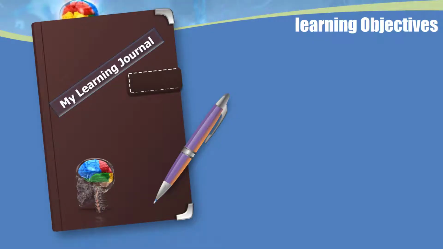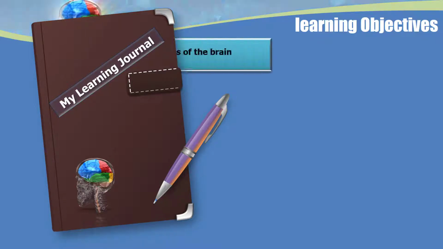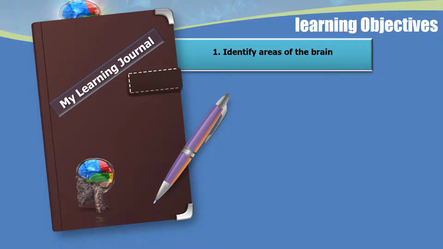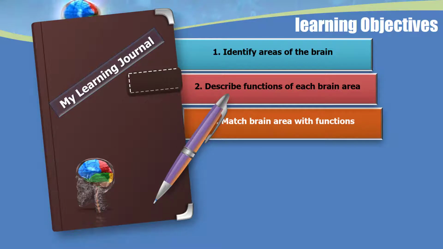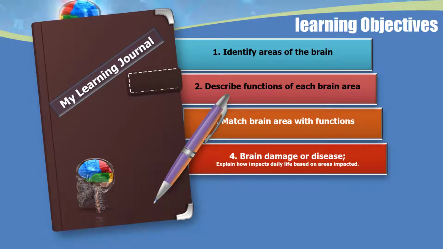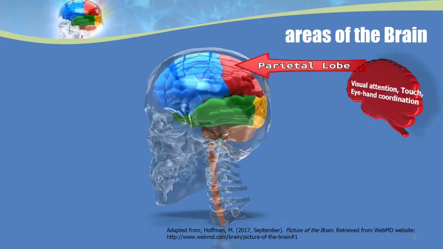When you complete this exciting journey, you should easily be able to identify areas of the brain, describe functions of each brain area, match brain areas with functions, and explain how brain damage or disease impacts the daily life on areas impacted.